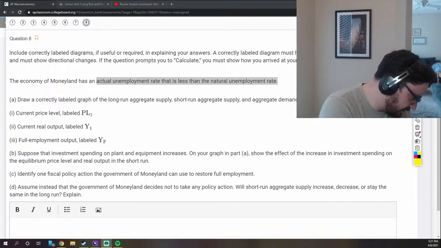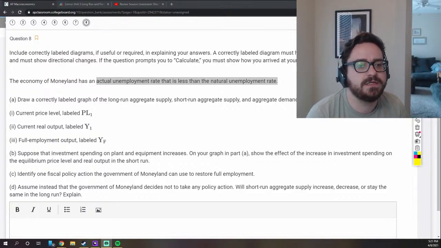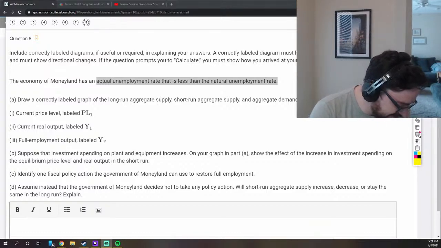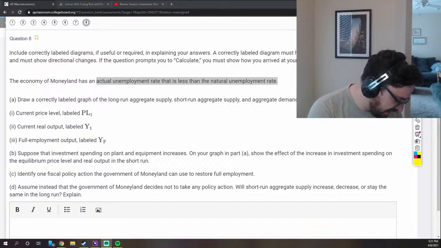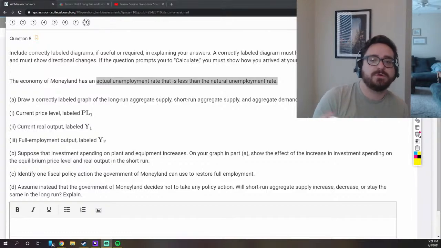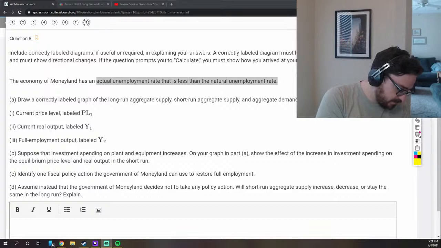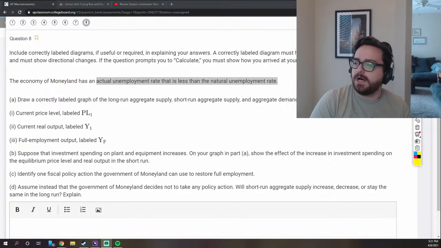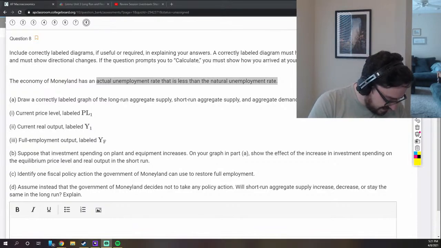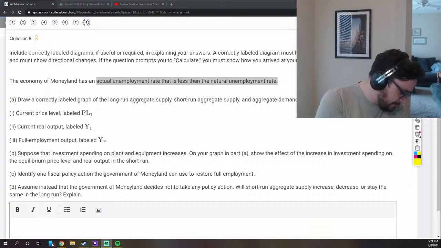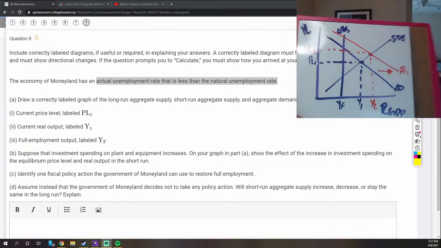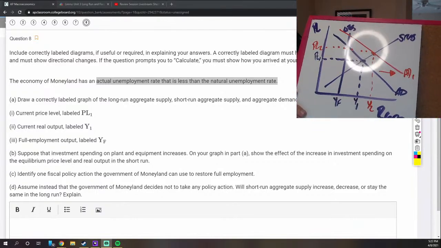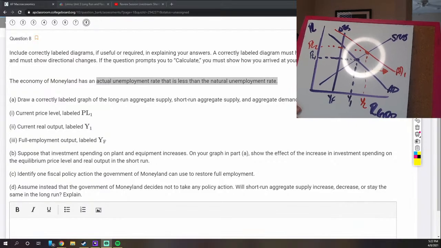Well, that increases aggregate demand, which the question did not tell me, but investment spending is a type of spending by businesses, typically on things that help them produce more, like equipment and plant stuff. So that should theoretically increase my aggregate demand. And it says to show the effect on the price level and the real GDP, so I need to label stuff. Got an increase in aggregate demand here. Here we go. I got Y2, that's my new GDP, and PL2, that's my new price level.